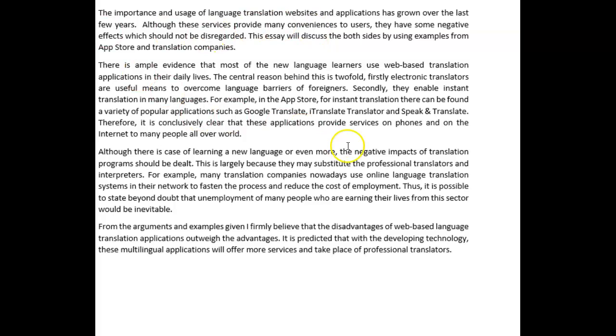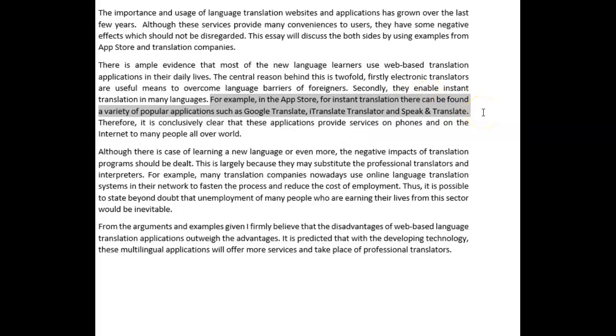Okay, here's the thing. Whenever you have a main idea, each main idea needs to have its own piece of support. So you had one reason, where was it? That they are useful means to overcome barriers. Okay, fine. And then here you said they enable instant translation in many languages. Now, look what your support did though. The problem here is twofold. First of all, let's look at your piece of support here. Okay, this is it right here.